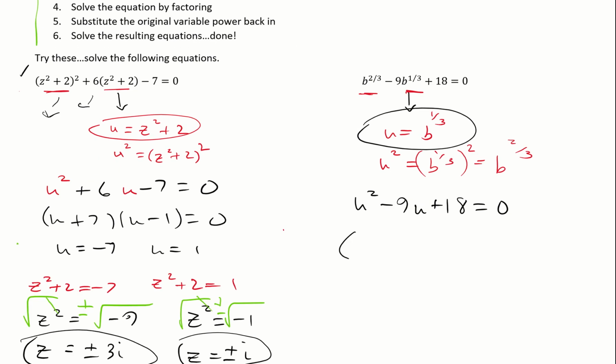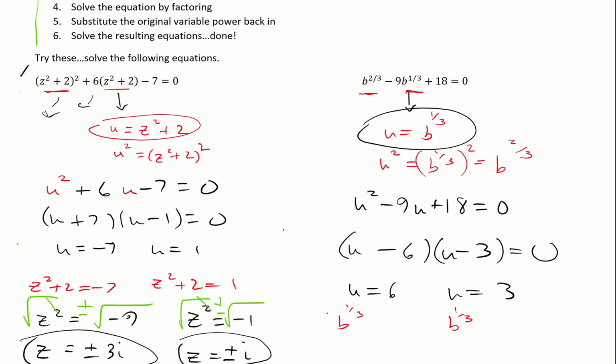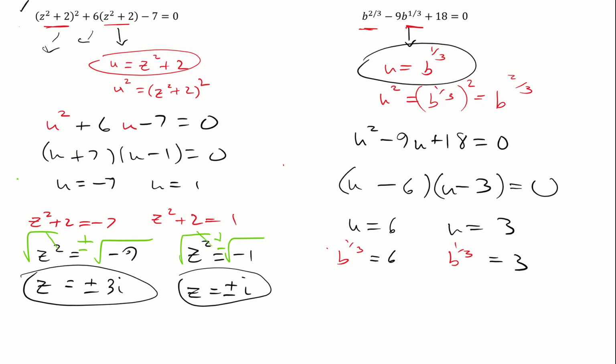Next step, factor and solve. Looks like it's, oh, I know what it is. It's u minus 6 and u minus 3. Cool. So we get u is 6 or u is 3. But we substitute in what u is. u is b to the 1/3, so b to the 1/3 in this case is equal to 6, and in this case is equal to 3.